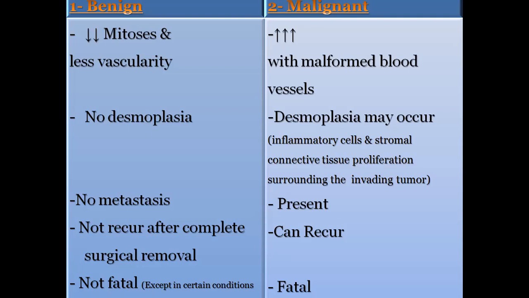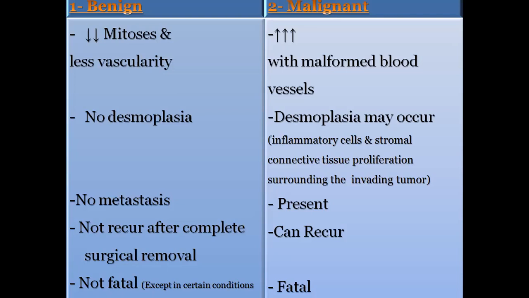Desmoplasia is a feature seen under the microscope because it is formed of cells and fibers. Desmoplasia is the cause that malignant tumors are hard on touching, okay, hard in consistency, while benign tumors do not have this desmoplasia. Okay, so this is a microscopic picture.